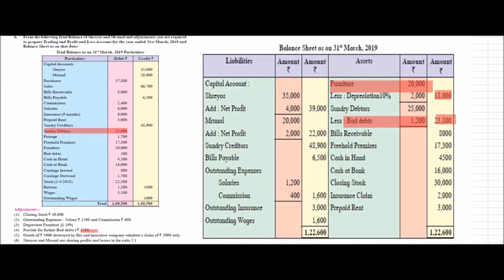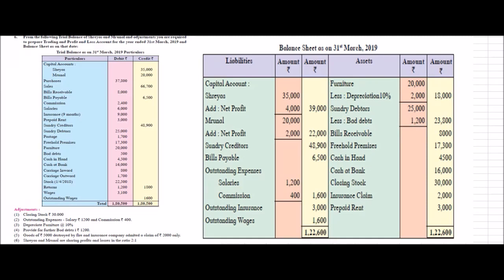Then next is bills receivable. The bills receivable amount is 8,000 rupees, which comes in the balance sheet. Now we have dealt with all the adjustments, so there are no adjustments left over. We have also given profit and loss in the ratio of 2:1. Then we just pass all the entries.